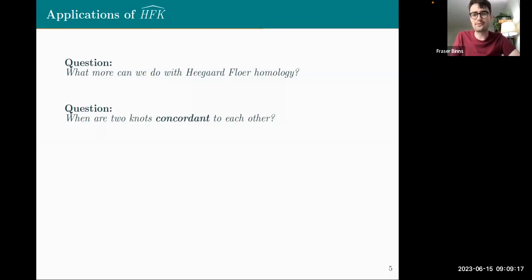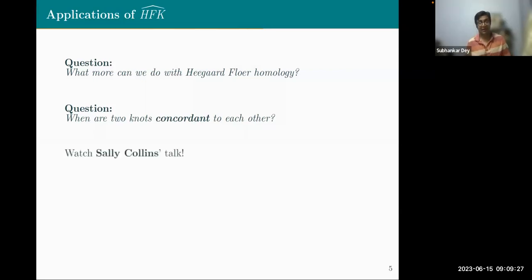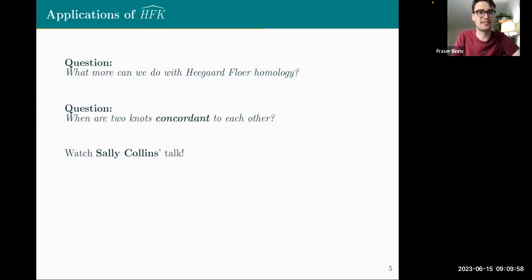And again, there's also another NCMGT group focused entirely on concordance, so I'd like to advertise attending that session as well. Yes. Now, the question of when two knots are actually concordant is quite hard, and the arrival of knot homology has improved our understanding of how the concordance group behaves. But although much has been done over the last decade or so, there are still various long-standing open questions in this area. And indeed Sally Collins's talk is going to address questions about concordance through the lens of Heegaard Floer homology.